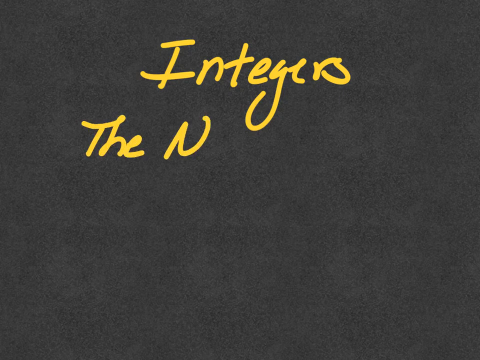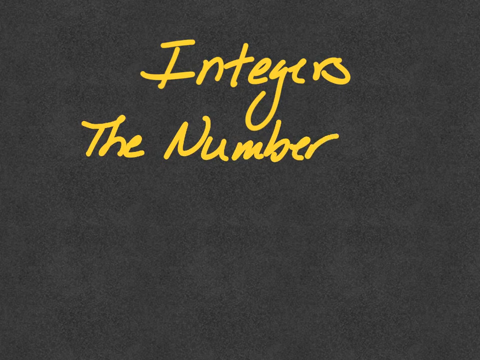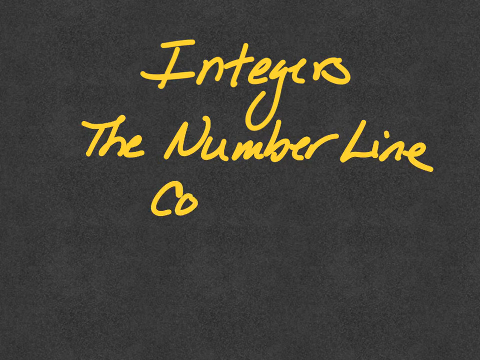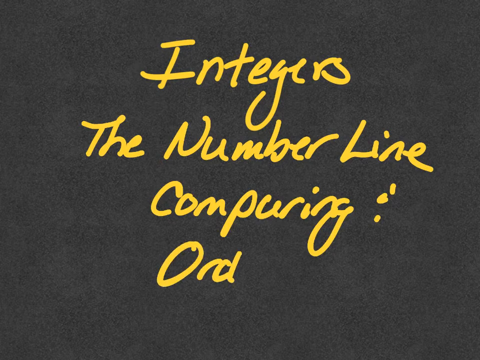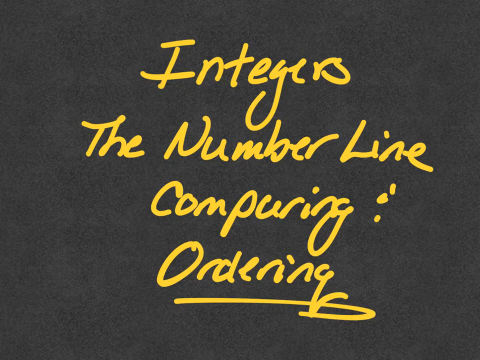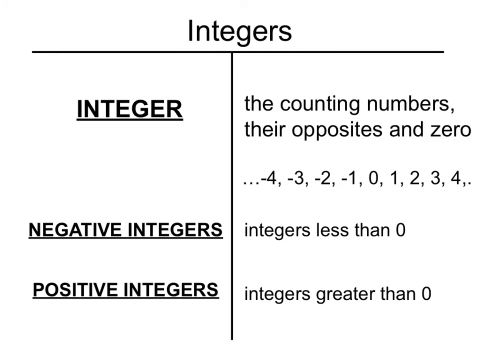In this video, we're going to focus on integers and specifically the number line, comparing and ordering integers. All right, let's review what an integer is. An integer is the counting numbers, their opposites, and 0. If we look at our example right here, we have the counting numbers 1, 2, 3, 4, their opposites, -4, -3, -2, -1, and 0.